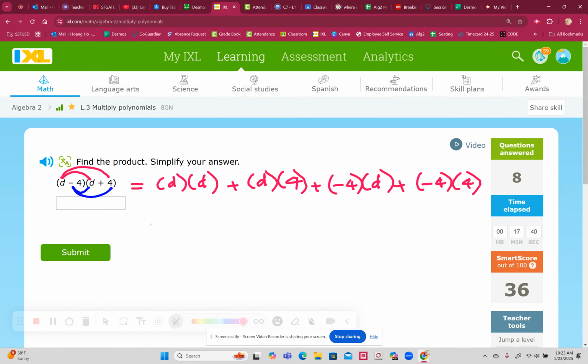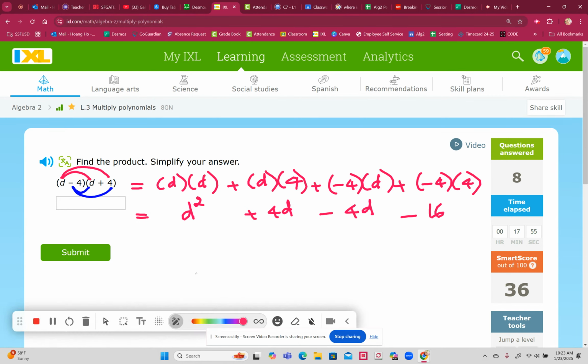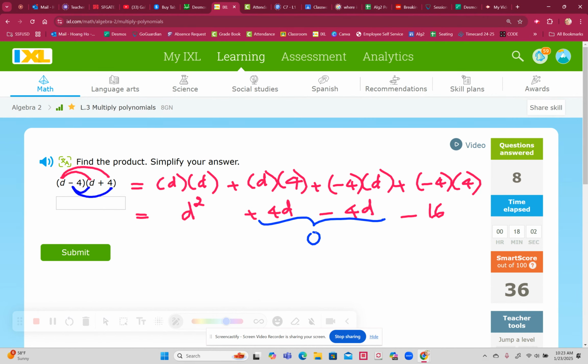Okay, so let's do it slowly over here. D times D, that's a d squared. D times 4, that's a 4d. Negative 4 times D, negative 4d. And then negative 4 times 4, that's negative 16. So now combine like terms. Look at this. 4d and negative 4d, that's a 0, right? You don't have to write a 0 in the answer. So you have only d squared and then subtract 16. That's it.